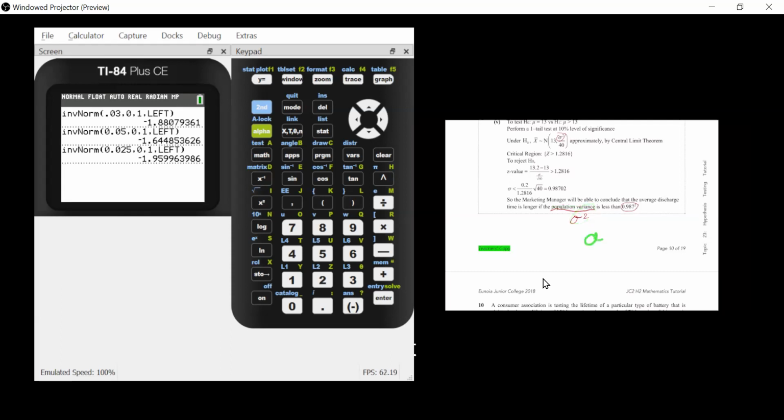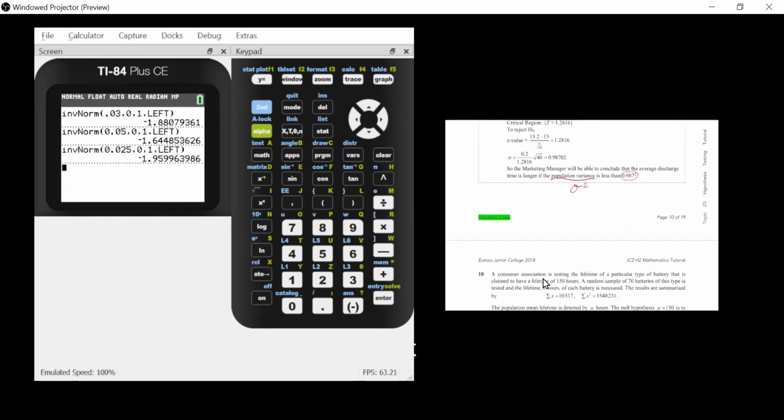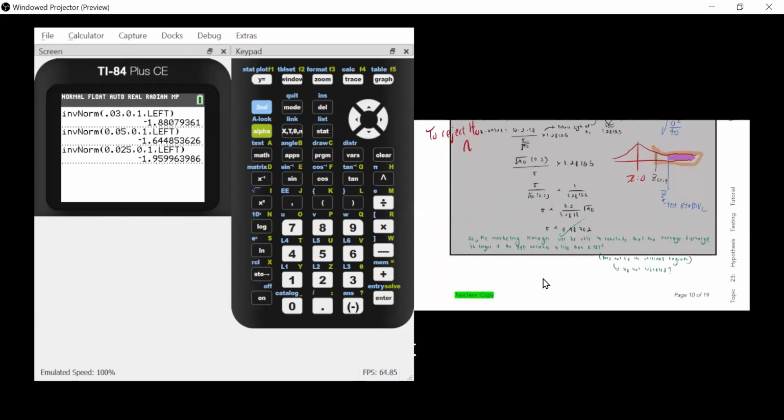You can always talk about sigma. I have no idea why they wanted to talk about variance. They could have mentioned standard deviation. It's perfectly fine. Yeah, it's the same. Don't worry. I guess that is all.